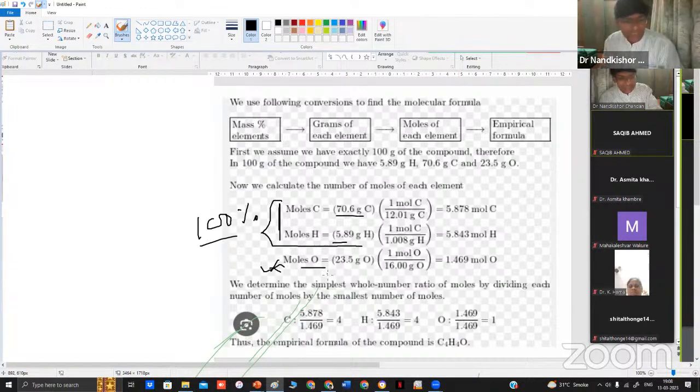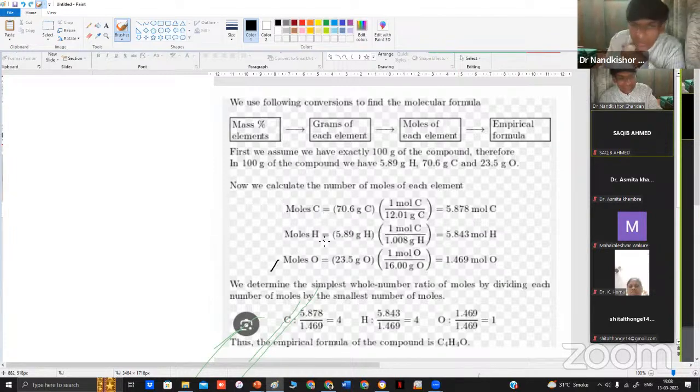In some problems they may give the percentage of carbon, oxygen and hydrogen directly. Suppose this is the example where it says 100 gram of the compound has been burned, and we found 5.8 hydrogen, 70.6 gram of carbon, and 23.5 grams of oxygen. So how to calculate their millimoles? The millimoles or moles can be easily calculated from the given weight or given percentage. Percentage means in 100 grams, how many grams of carbon or hydrogen or oxygen are present.